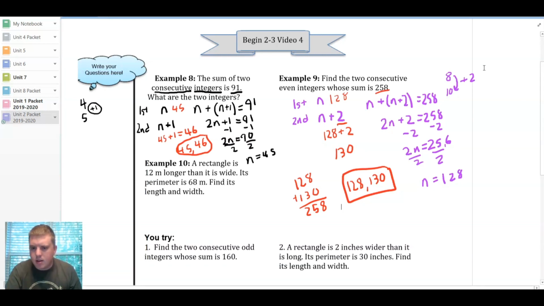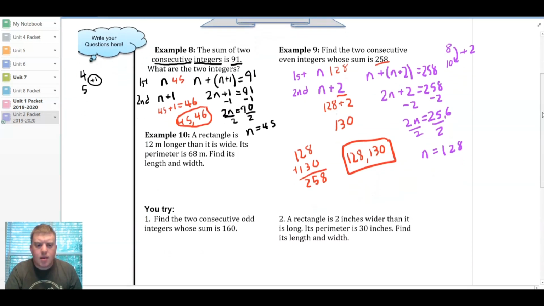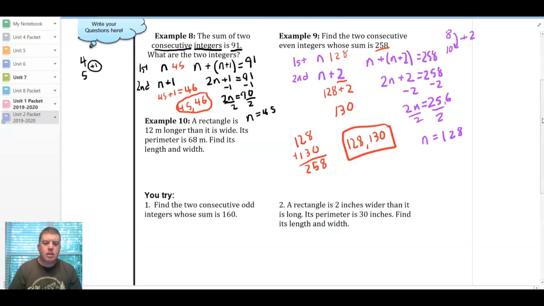So let's take a look at example 10. This time we're told we have a rectangle that is 12 meters longer than it is wide. We are told its perimeter is 68 meters, and we want to find its length and width. So just like any geometry problem, the first thing I'm going to do is go ahead and draw a picture to help us illustrate this.